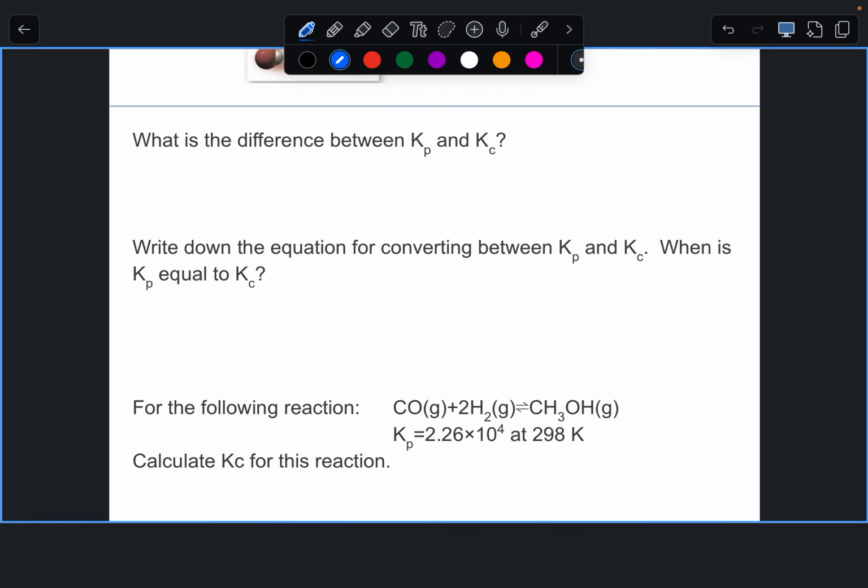So first we need to talk about KP versus KC. Remember, KP is for pressures, which would be in atmospheres, and KC is for concentrations in molarity.